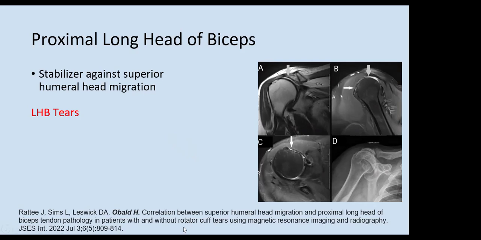We published this article in the Journal of Shoulder and Elbow Surgery. And what we found is that patients with an intact proximal long-headed biceps tendon, even if they lost the supraspinatus tendon, will not have superior humeral head migration. So for example, in this patient, we see that the proximal long-headed biceps tendon is torn completely. We don't see any proximal long-headed biceps tendon in the bicipital groove. They also lost the rotator cuff tendons, and therefore they develop subacromial joint space narrowing or superior migration of the humeral head.